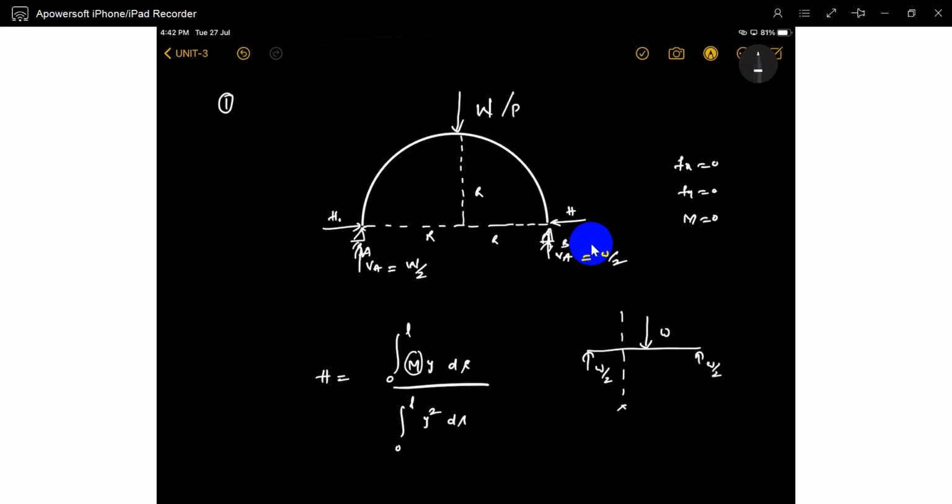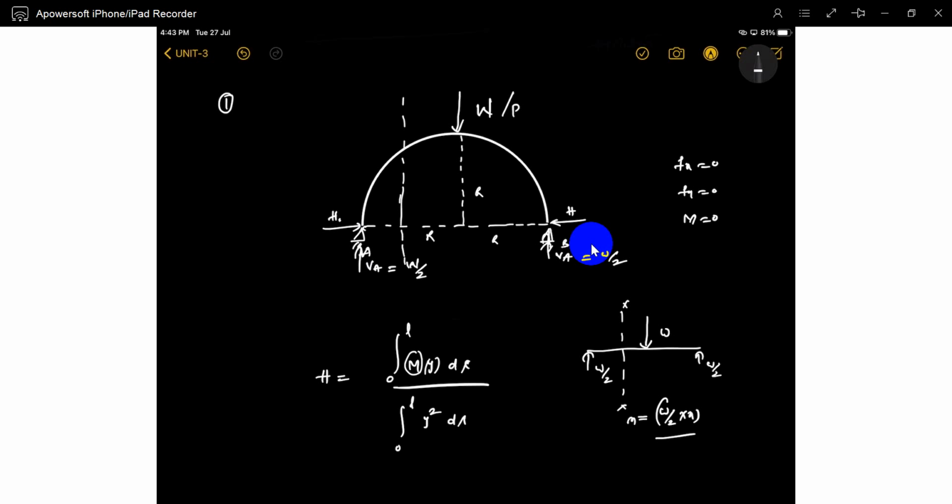M at any section is W by 2 into x. That is the moment. There is no effect of y, just the effect of x. But y means, if you take any section, this is the section.